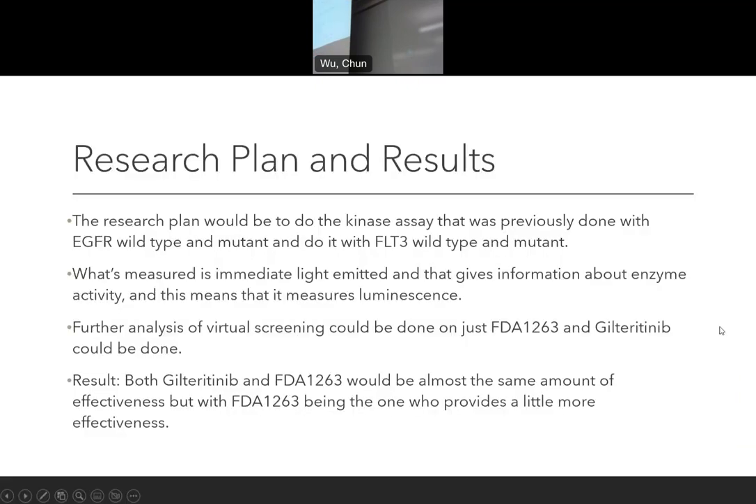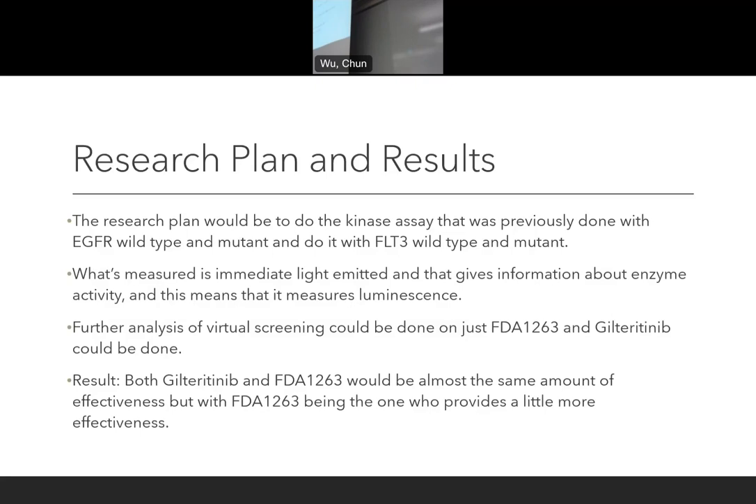And then the research plan would be to do a kinase assay similar to what we did before, but comparing the gilteritinib drug and the FDA 1263 drug, since that was the FDA approved drug that had the strongest binding ability to FLT3 and blocks that type of activity. And we would use the Kinase-Glo Max to identify the FLT3 kinase inhibitor and measure the kinase activity to create a luminescent signal. And we would also use the inhibitor buffer since it protects FLT3 from breaking the peptide bonds during the reaction.